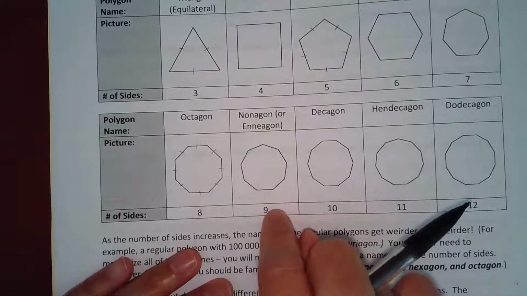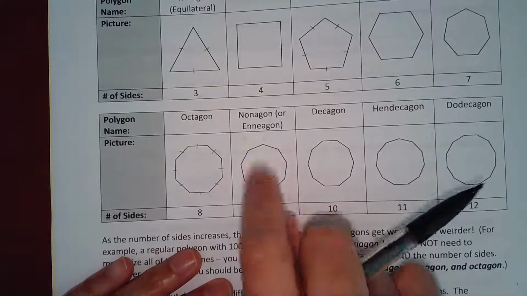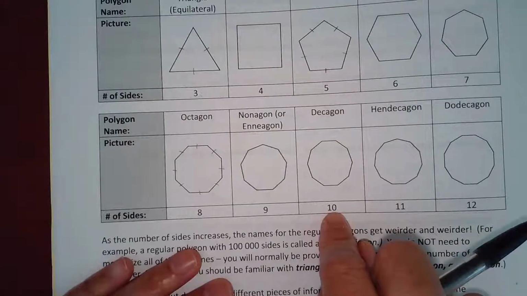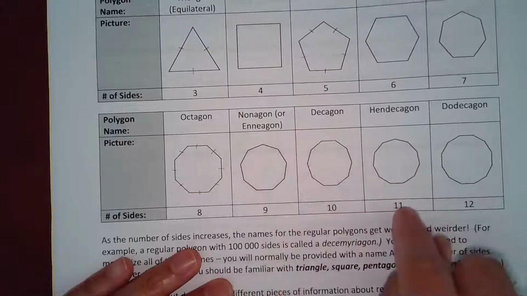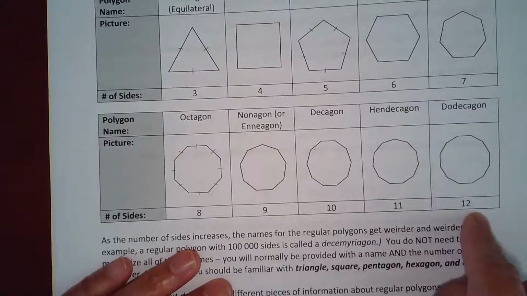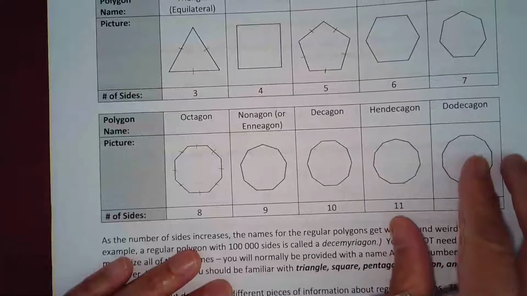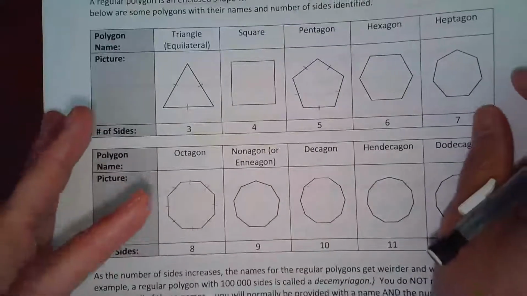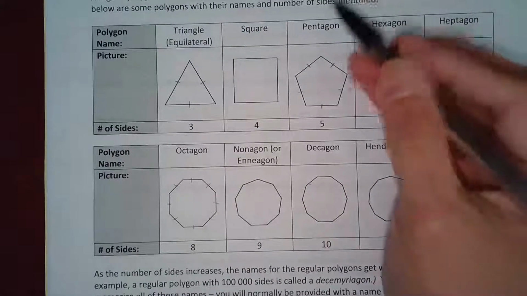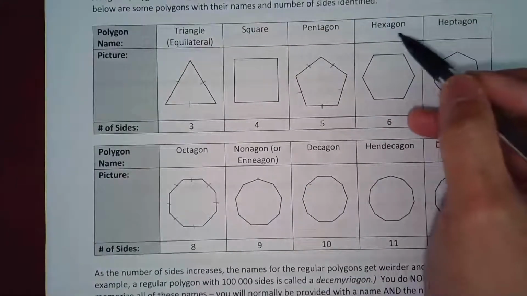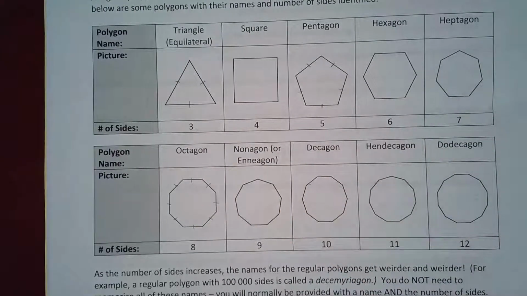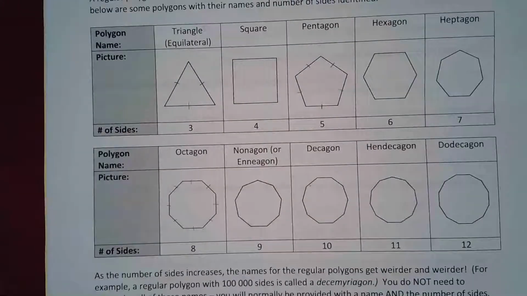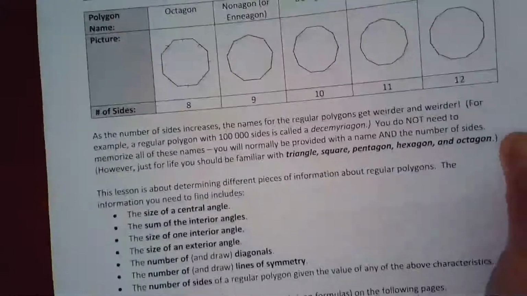So this one here is a 9-sided polygon. It's called a nonagon. A 10-sided polygon is called a decagon, and then hendecagon, dodecagon. So I mean, you certainly don't have to memorize the names, but if you remember some of the names like pentagon, hexagon, or octagon, that's great. Otherwise, you could always go back to the notes and take a look at the names and how many sides it has.